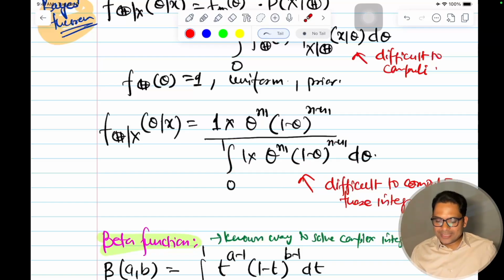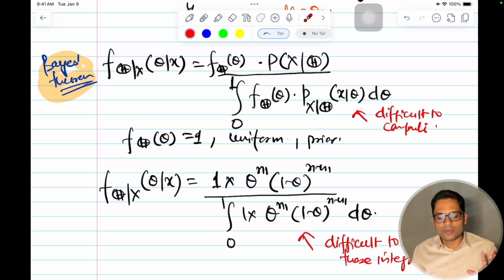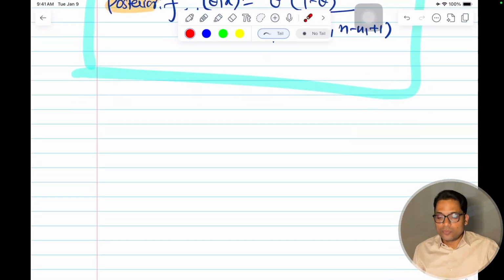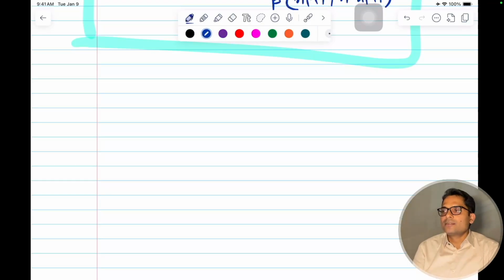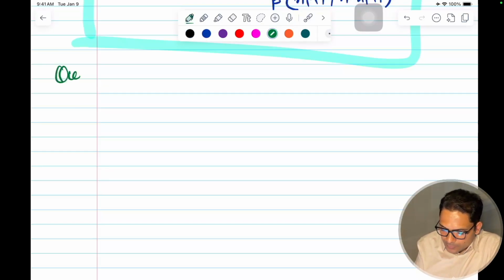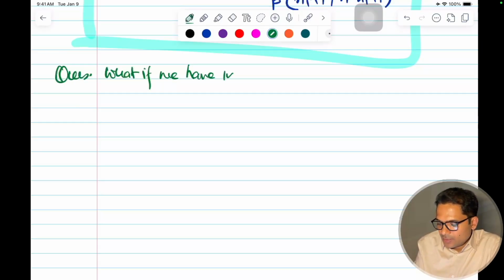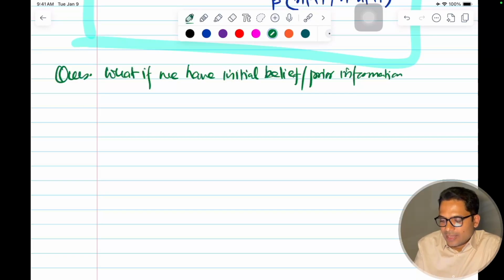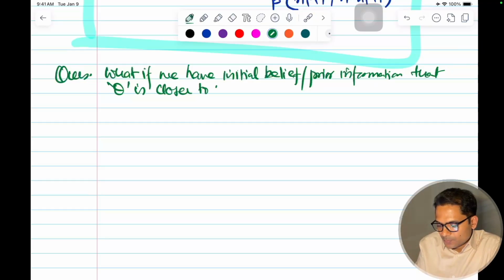Okay, so now this is when the prior is uniform. What if we know that theta is closer to 1, or more biased towards 1? Question: what if we have an initial belief or prior information that theta is closer to 1? How will we incorporate this information?